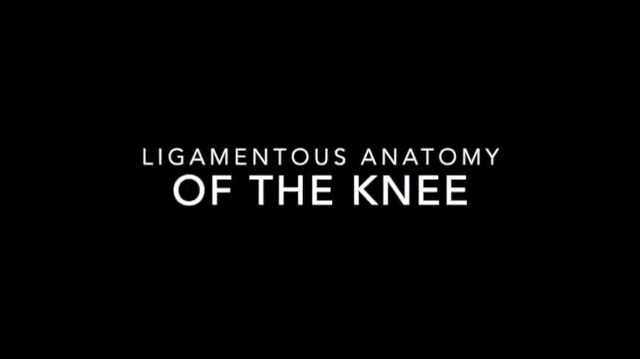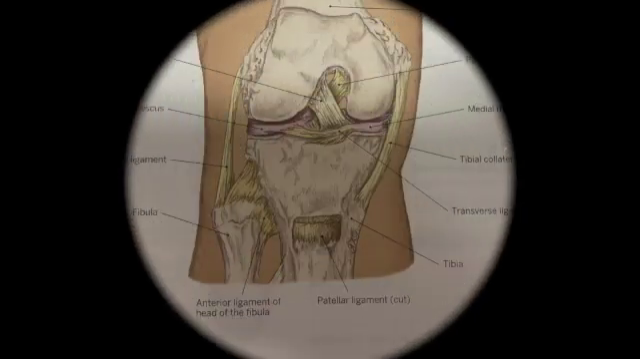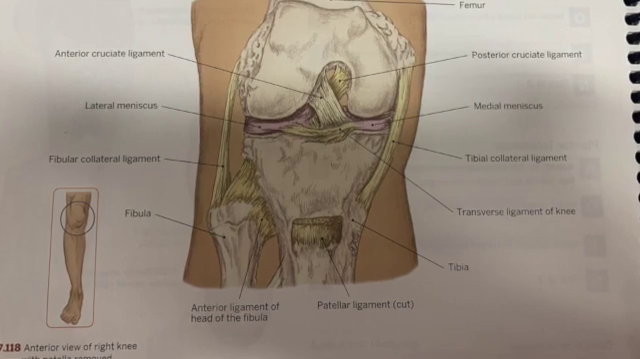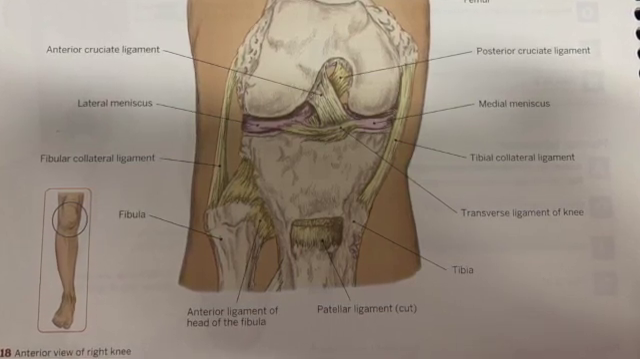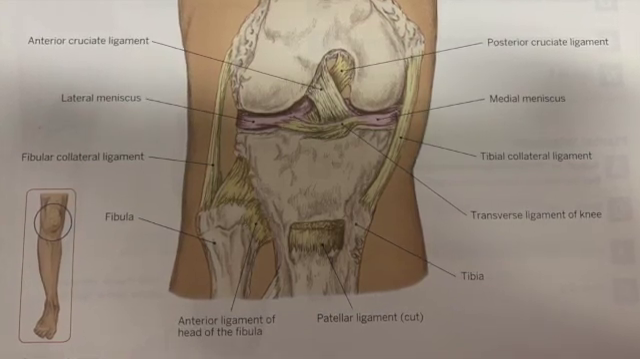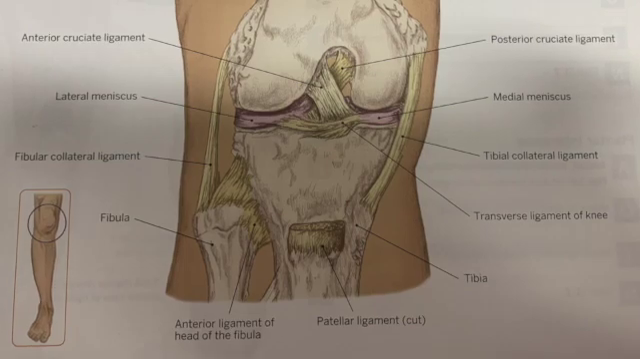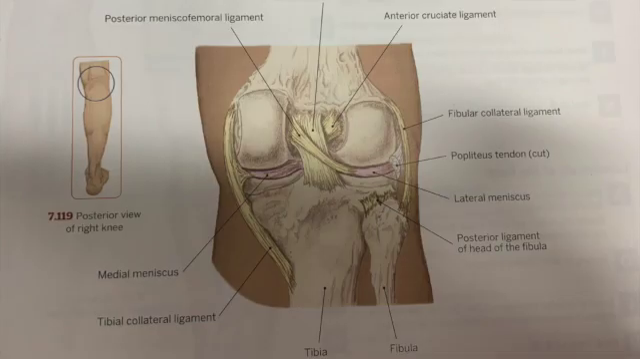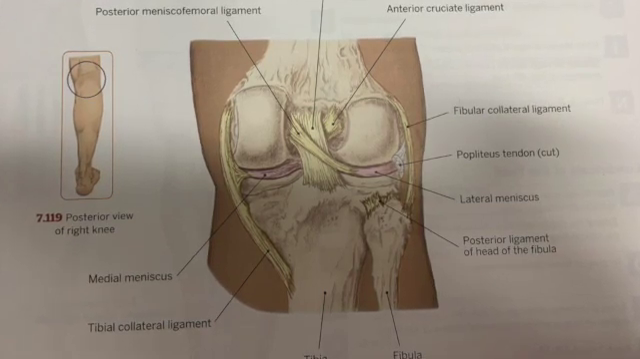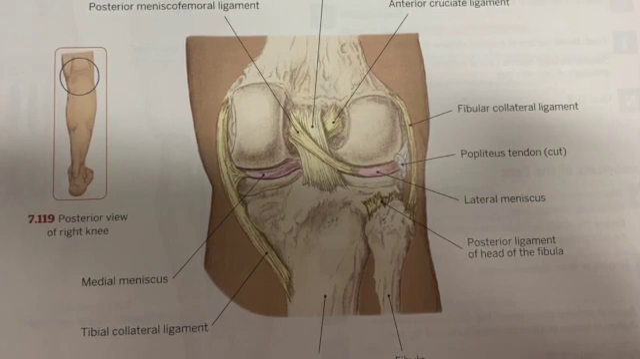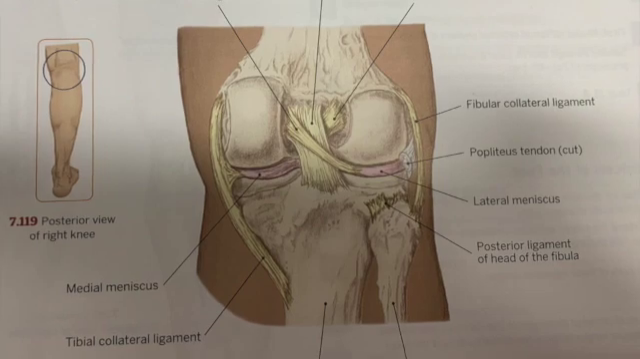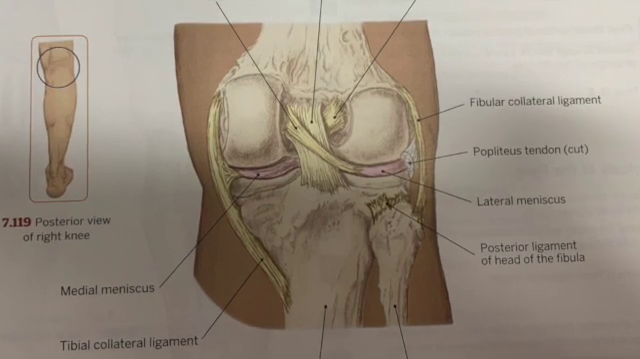Next, the ligamentous anatomy of the knee. There are many important ligaments of the knee. The first is the MCL, or medial collateral ligament. The MCL is on the inside portion of the knee. The LCL is the lateral collateral ligament, which is found on the outside portion of the knee. The ACL, or the anterior cruciate ligament, is named because of where it attaches, on the anterior of the tibia. The function of the ACL is to prevent the tibia from sliding in front of the femur. The PCL, or posterior cruciate ligament, attaches to the posterior portion of the tibia. The function of the PCL is to prevent the tibia from sliding in behind the femur.